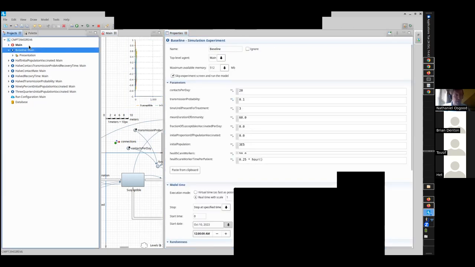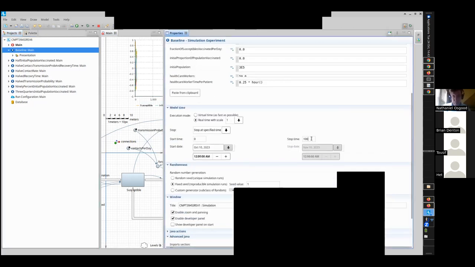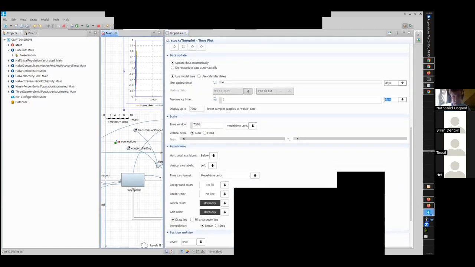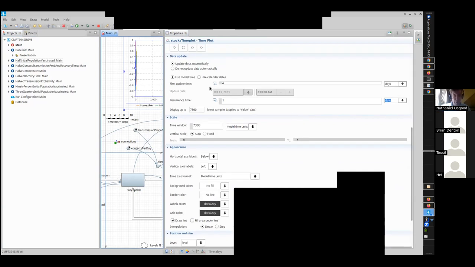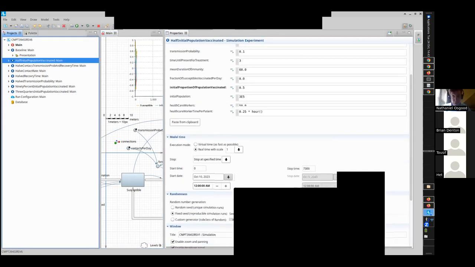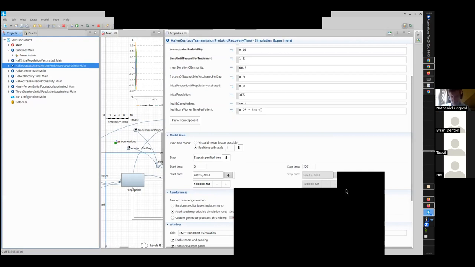So we're doing that, and then we got to set each of these, and this is just a bit of tedium, forgive me, but I'm going to set the stop time for all of these to 7300. Notice I set that graph to update every day. I just want to remind people, because it's easy to miss, I just set the recurrence time for the data update to be 1 day on the graph. Just want to make sure people get that, so you don't have to say, oh, mine looks like a snake, just twisting around and it doesn't display all of it.